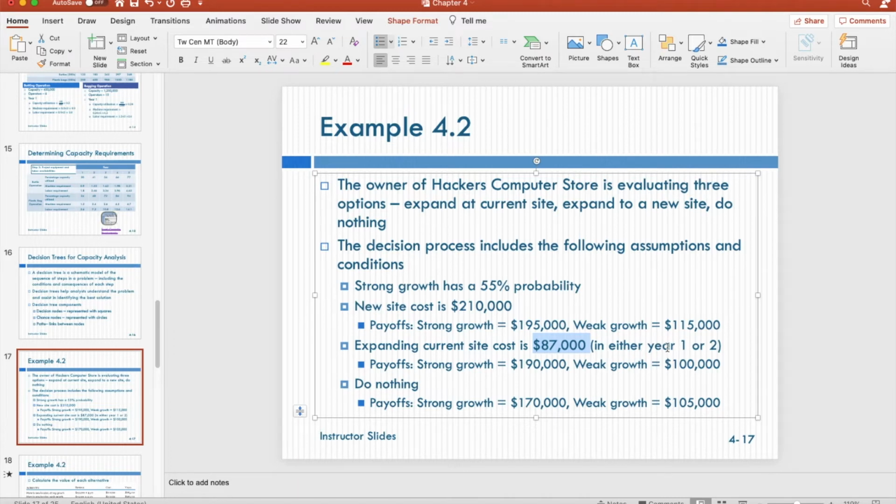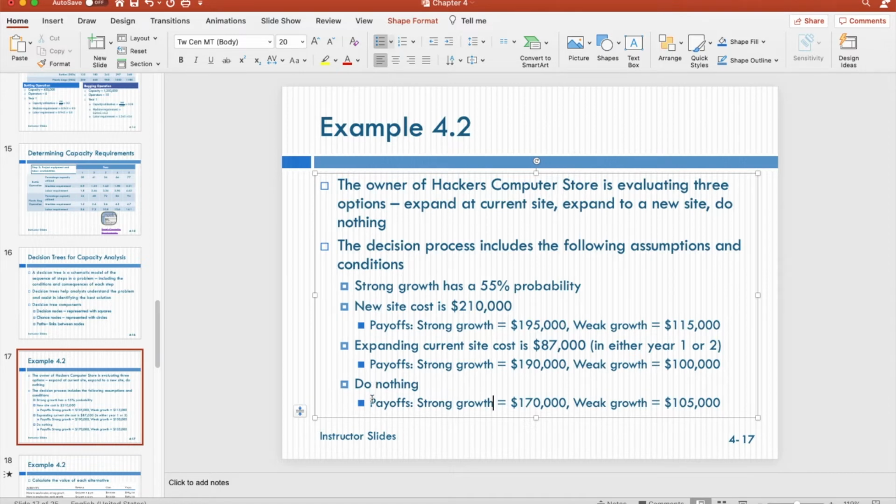We will talk about this information in detail. But here, for the payoff, if you fortunately meet strong growth, your payoff will be $190,000. Unfortunately, if you meet weak growth, your payoff will be $100,000. And the last one, do nothing. If you do nothing, you do not incur cost, so from that point of view, it's good.